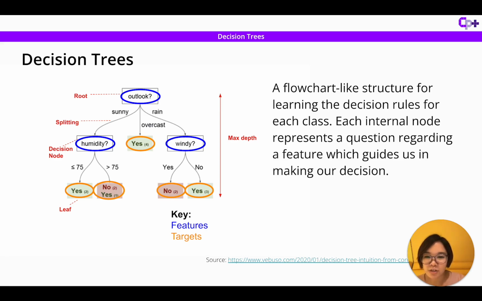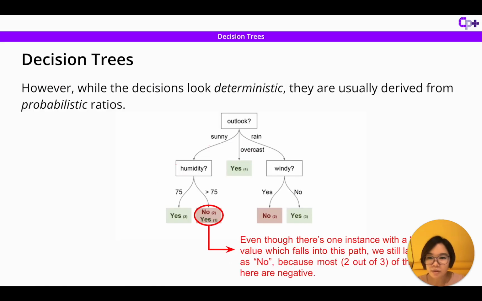So the features are the ones in the blue circles or ovals: the outlook, whether sunny, rainy, overcast, the humidity, the wind as well. And your targets are yes or no, whether I want to play tennis or not. So the decisions may look deterministic. What that means is whenever it's sunny and it's very humid, I definitely won't play tennis. That is the decision that I'll always make based on this tree.